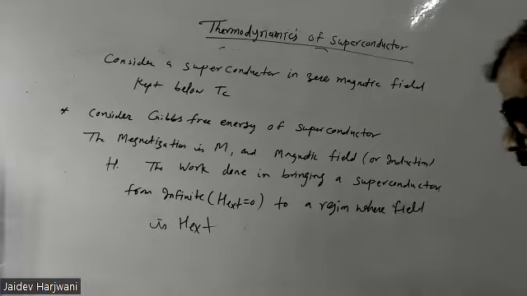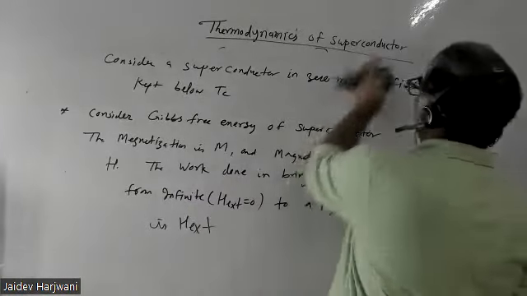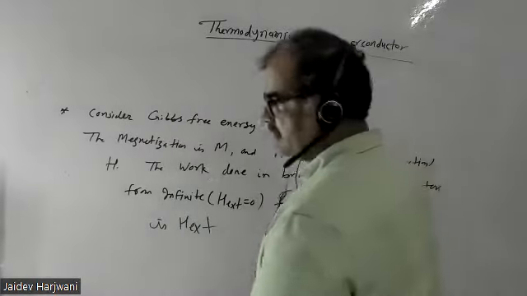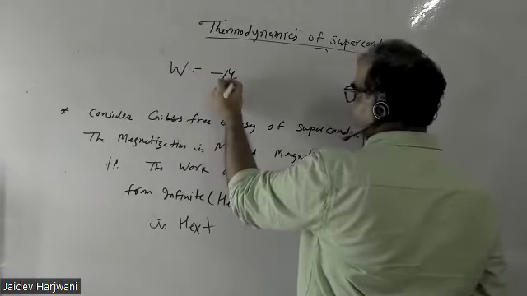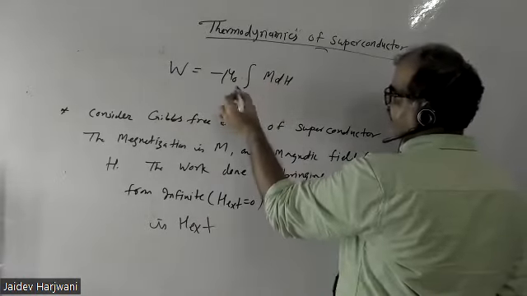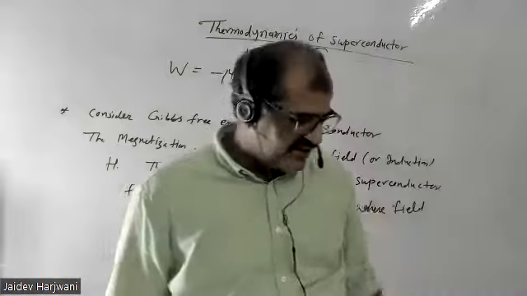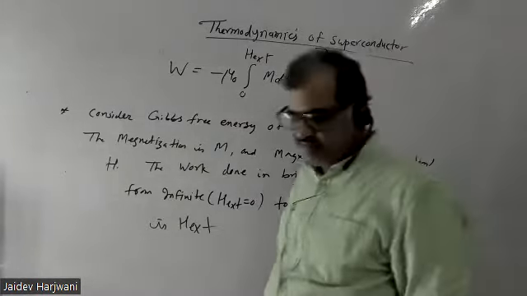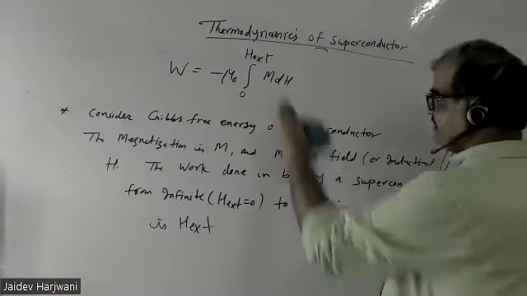So the work done in magnetizing a sample, how do you write it? The work done in magnetizing is M dH. Very good. So we write the integral of M dH from 0 to H external. You're bringing the sample from 0 to H magnetic field. The magnetic field is doing some work that will be stored as Gibbs free energy. So this work is M dH.